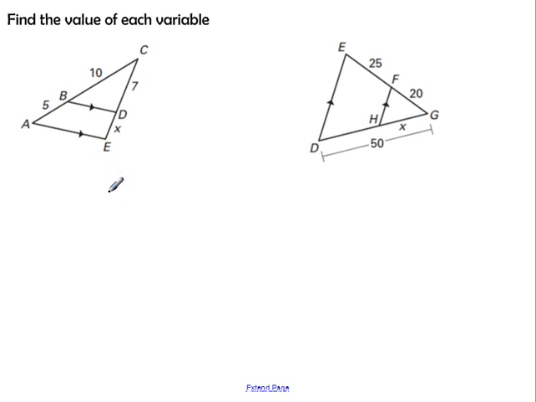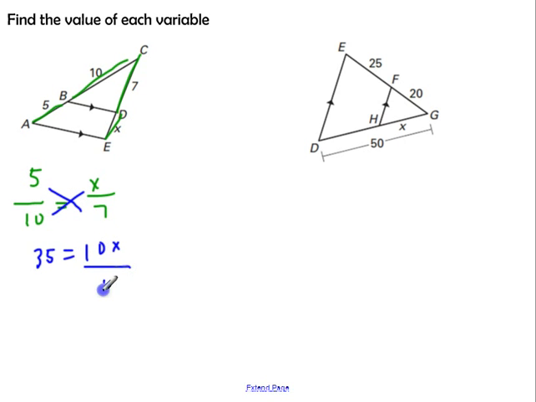In these examples, we want to find the value of each variable. Because we're given that these two lines are parallel, we can use the side splitter theorem that says that if we put 5 over the top part 10, that's going to be proportional to x over the top part on this side, 7. So then we can go ahead and cross multiply to solve. 5 times 7 is 35. 10 times x is 10x. And then lastly, we just need to divide by 10. So then we get x is equal to 3.5.